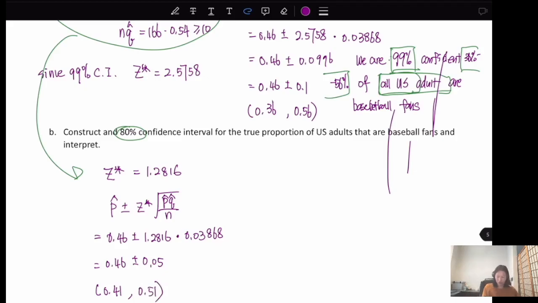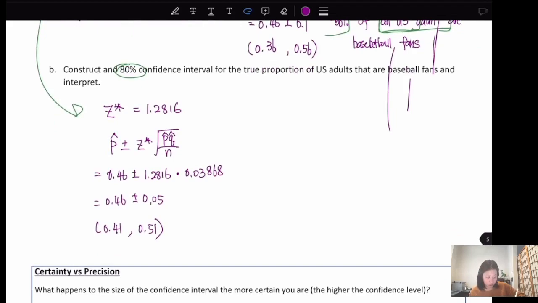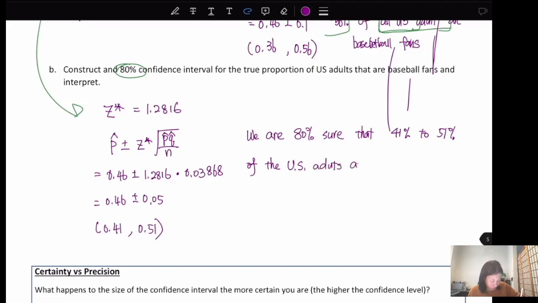Now we need to write down our conclusion. We are 80% sure that 41% to 51% of the US adults are basketball fans.